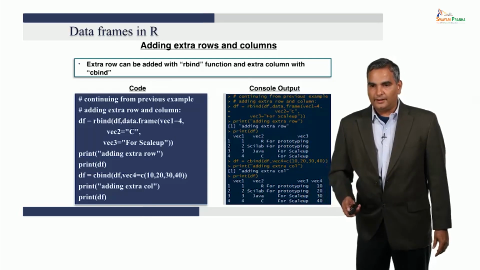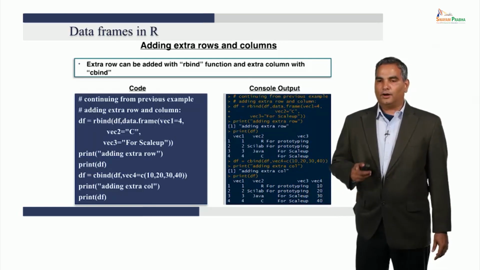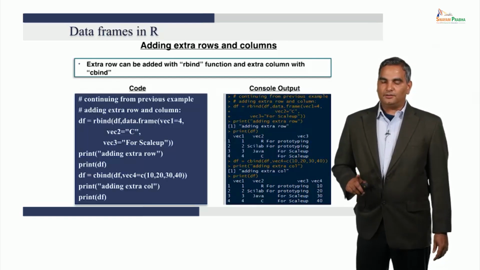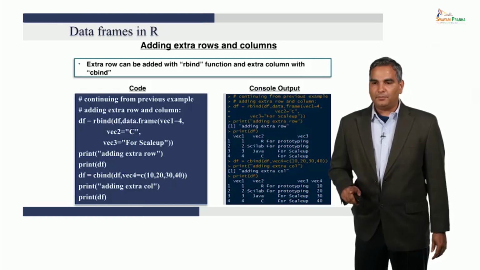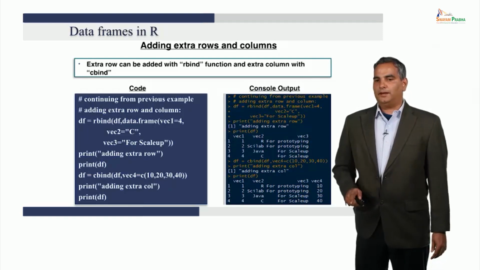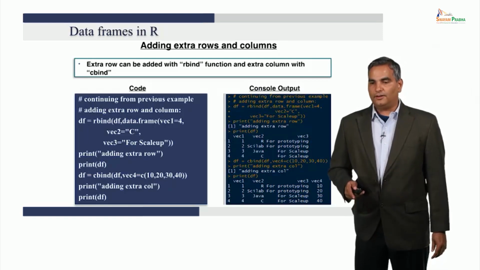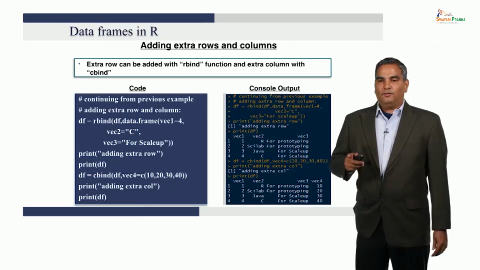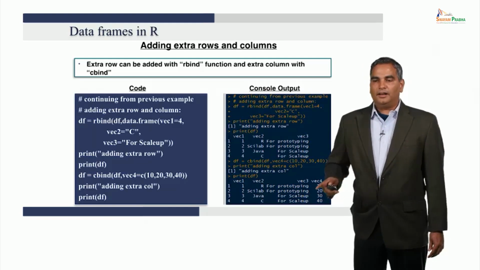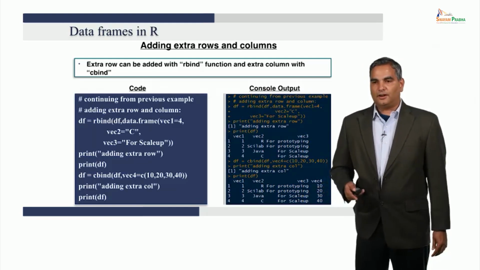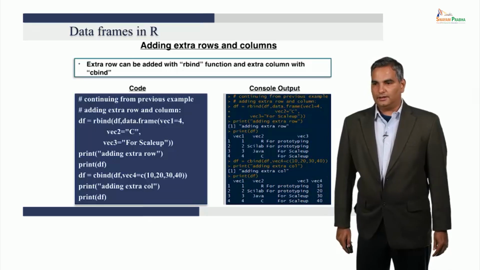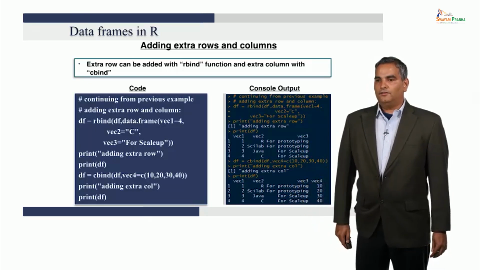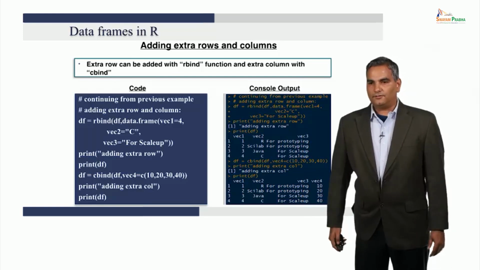Very similarly, you add another column. But now when you add the column, because each column has to be of the same type, all the elements have to be of the same type. So by looking at the code here, whenever you cbind, there's a 4th column that is being added, and within that 4th column, all elements have to be of the same type. In this case, all elements are integers that you see here. So the result is seen in the console output. You have an extra column with these integers 10, 20, 30, and 40.